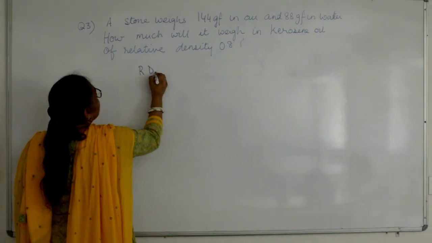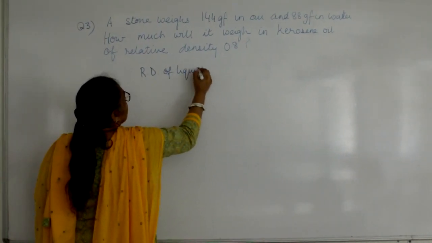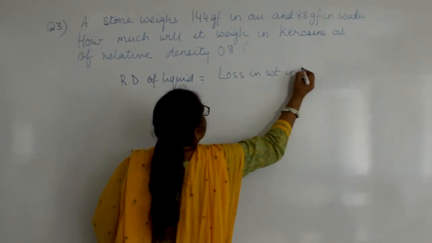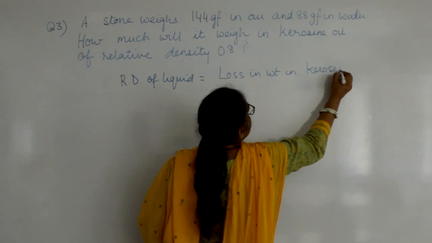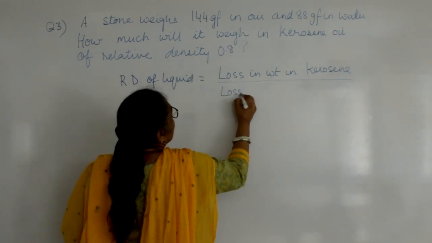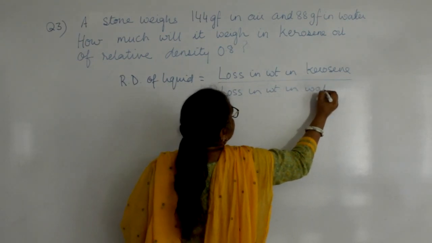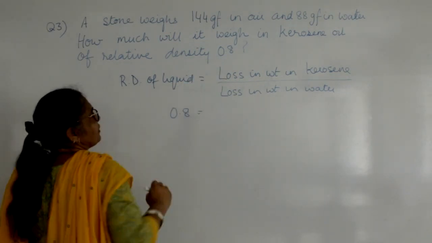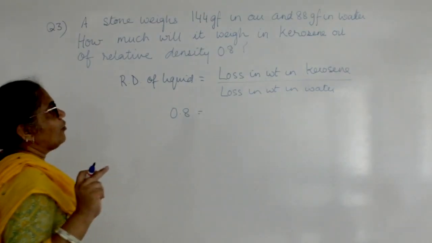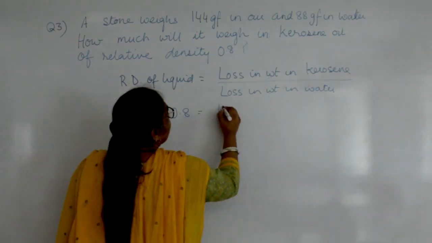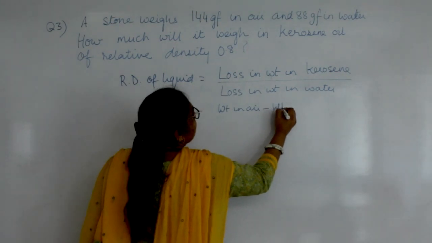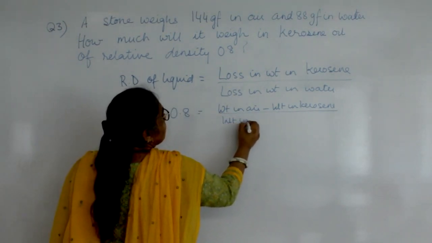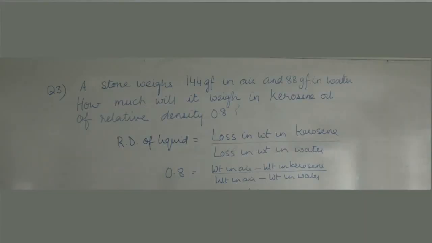We should remember that the relative density of a liquid is equal to loss in weight, in this case in kerosene, so I am directly writing kerosene, loss in weight in kerosene upon loss in weight in water, right. The relative density is given to be 0.8, so let us write 0.8 over here. Then how do you find loss in weight in kerosene? It will be weight in air minus weight in kerosene, right, and here it will be weight in air minus weight in water.